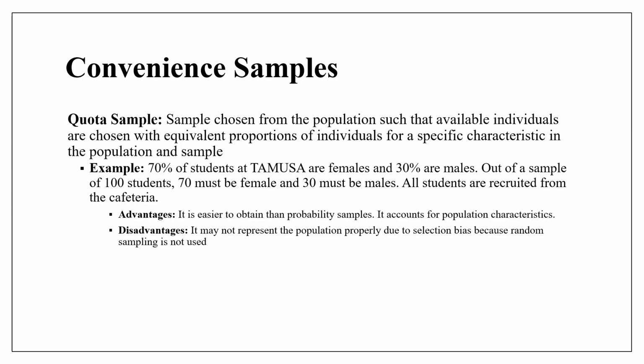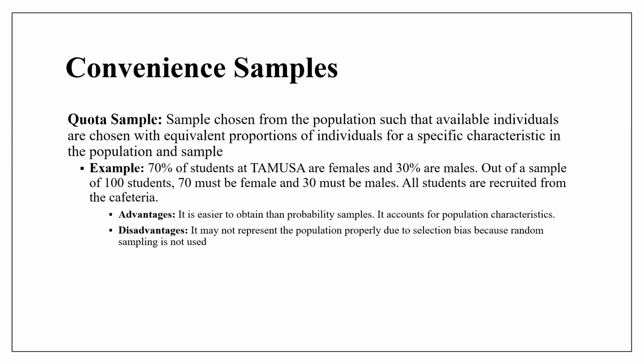Here we have an example. 70% of students at TAMUSA are females and 30% are males. Out of a sample of 100 students, 70 must be female and 30 must be male. All students are recruited from the cafeteria.